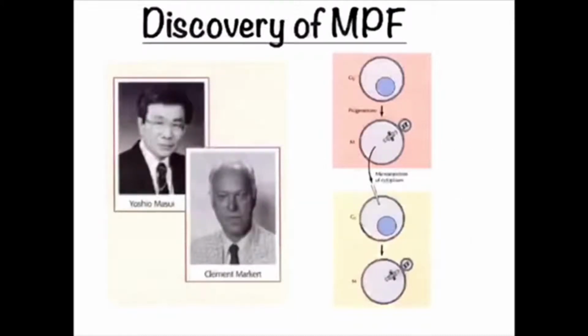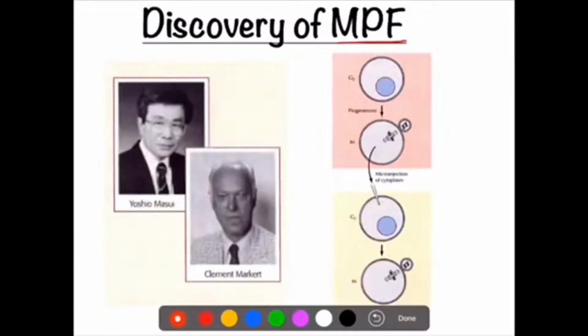This MPF was identified by two scientists, Saccharomyces and Clement Market. This MPF works at the regulatory point of the cell cycle. In eukaryotic animal cells and yeast cells, the regulatory point is present between G1 and S, and this regulatory point allows the cell to enter into S phase from G1 phase.